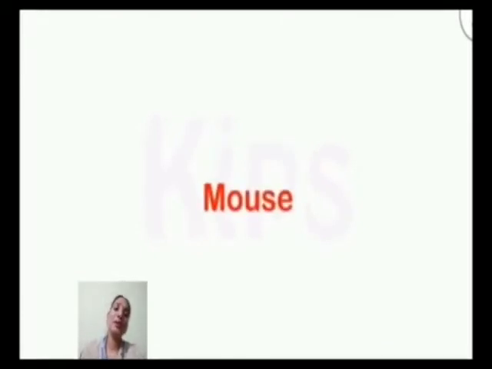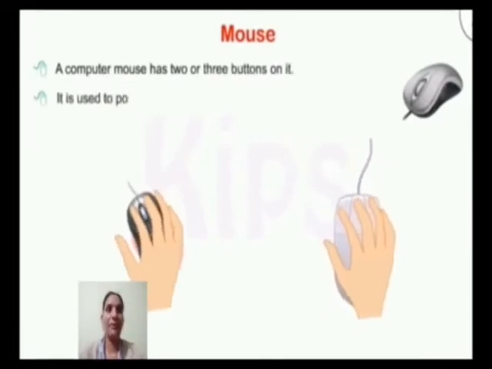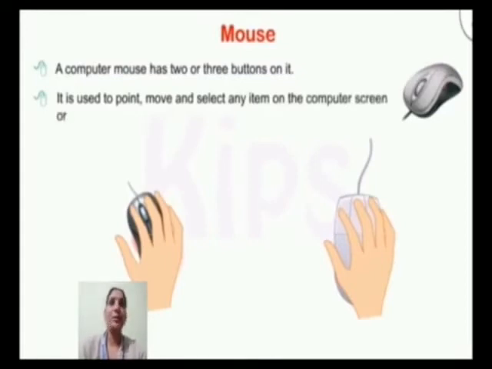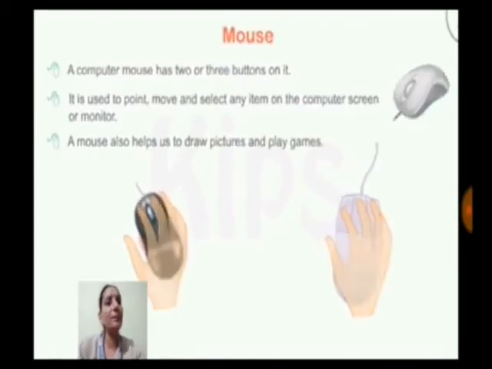The next part of the computer is the mouse. Mouse is an input device. Keyboard is also an input device. A computer mouse has 2 or 3 buttons on it. It is used to point, move and select any items on the computer screen or monitor, so it is also called a pointing device. A mouse also helps us to draw pictures and play games.